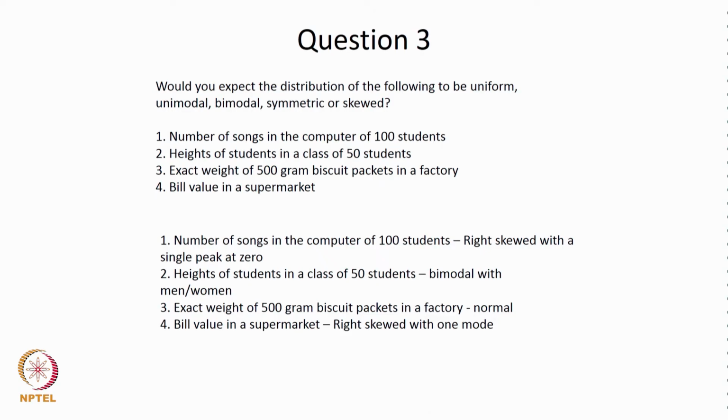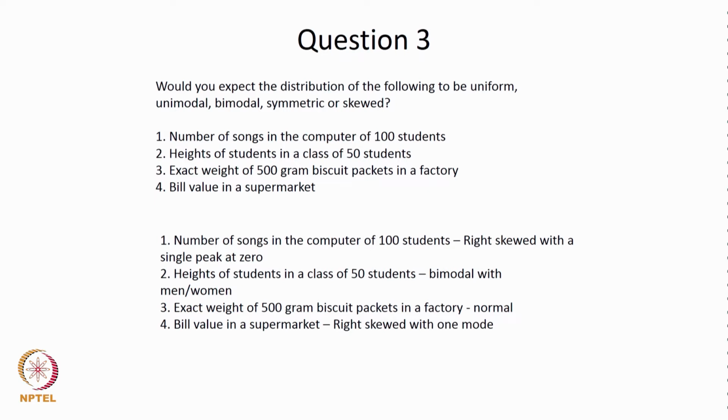So, this student can be within the top 20% or 18%, and it may not be very surprising, because your friend could be a very studious person who spends more time preparing for the examination. Would you expect the distribution of the following to be uniform, unimodal, bimodal, symmetric or skewed?